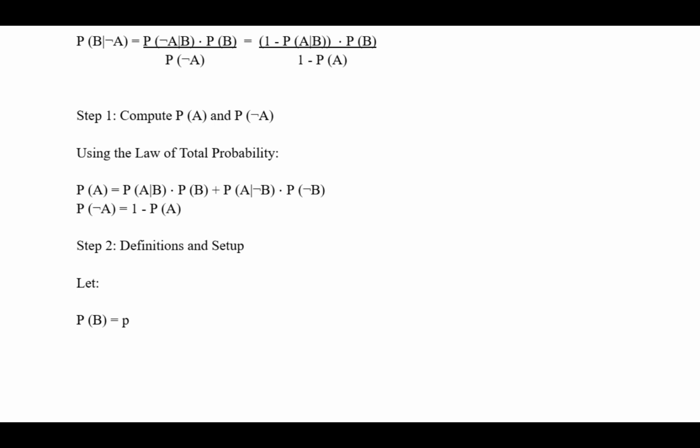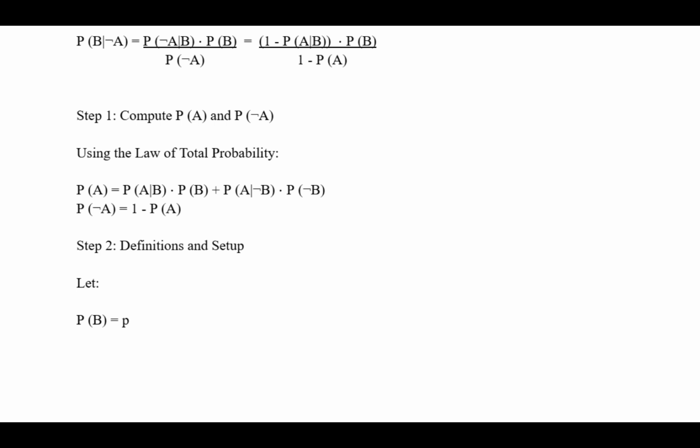This is going to be equal to 1 minus the probability of A given B times the probability of B divided by 1 minus the probability of A. This is because the probability of not A plus the probability of A are going to equal 1. And so you can subtract PA from 1 and you'll get the P not A. You can subtract P not A from 1 and you'll get PA, right? So in order to compare these terms, I need to know what PA and P not A equal.